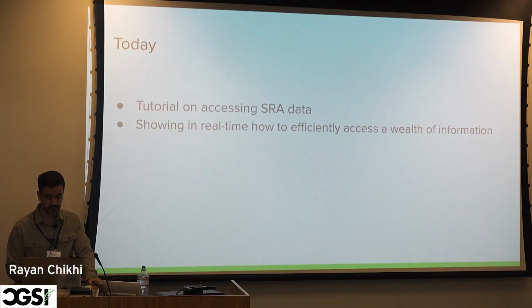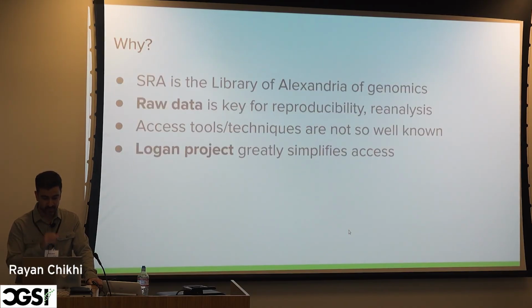So today it's a tutorial on accessing SRA, and I'll show you in real time some ways to access it. Perhaps to go a little bit technical as to why and what's in there, it's mostly raw sequencing data, short reads, and some long reads as well. And accessing this is useful for reproducibility, reanalysis of the data, probably many other reasons, searching for a particular sequence of interest.